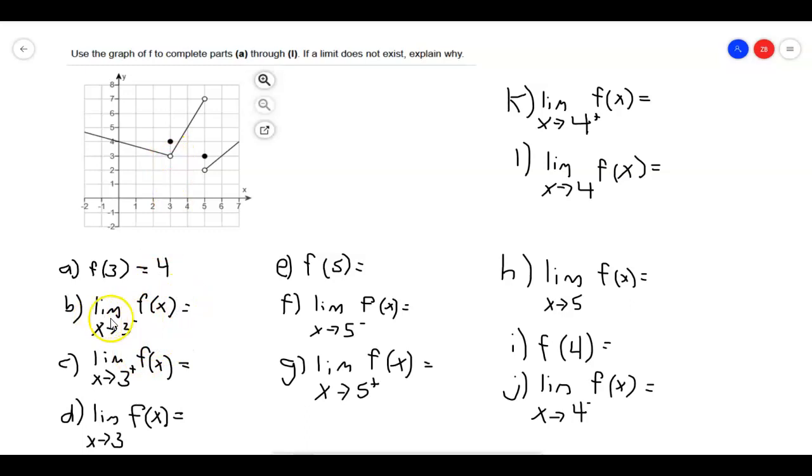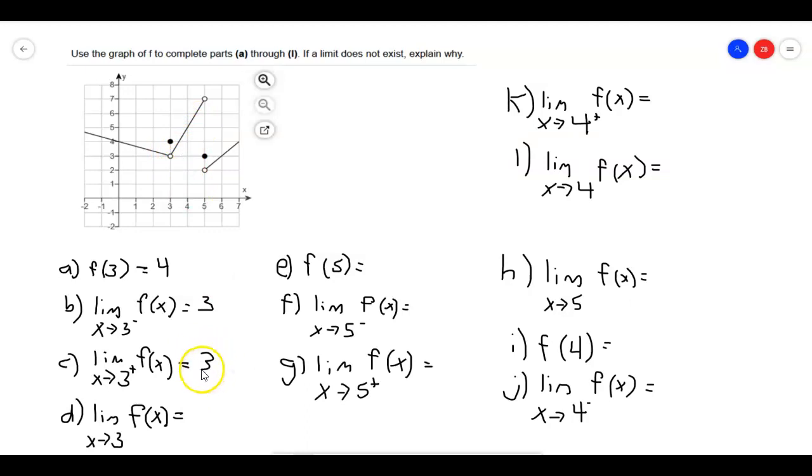Well, what's the limit of our function when x approaches 3 from the left? So as our x values get closer and closer to 3 from the left-hand side, our y values are getting closer and closer to 3. So that would just be 3. What about when we approach the function from the right-hand side? As our x values get closer and closer to 3 from the right-hand side, our y values are getting closer and closer to 3. Even though it never actually reaches 3, that's where it's getting closer and closer to.